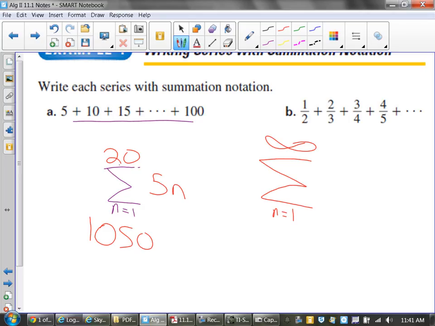What's that? N over N plus 1. Very good. There you are. That's it. I know, it's frustrating when they get to be that easy, because you overthink it. And that's what I told you guys, you're going to overthink these.